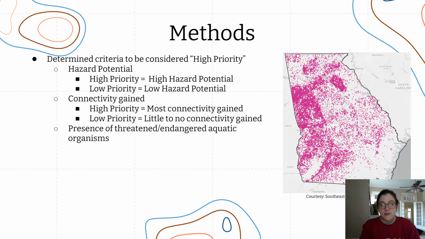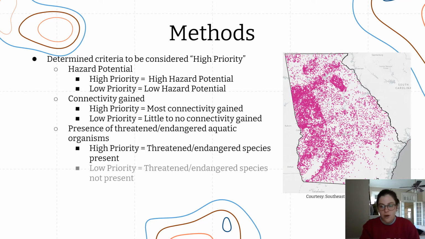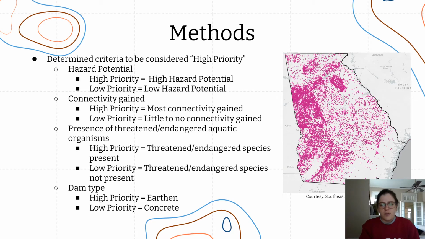I also wanted to look at the presence of threatened and endangered aquatic organisms. So high priority is if they're present, low priority if they're not present. And then dam type. I chose high priority to be an earthen dam and a low priority to be concrete. And that is based on research that I did showing that it is much less expensive to remove an earthen dam than it is to remove a big concrete structure.